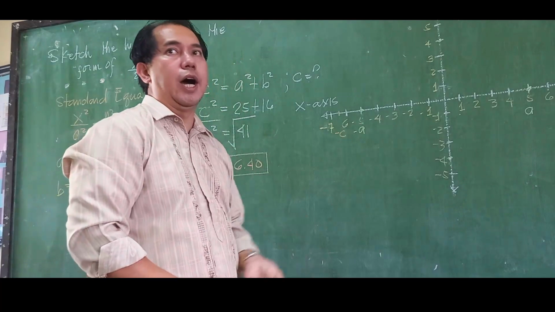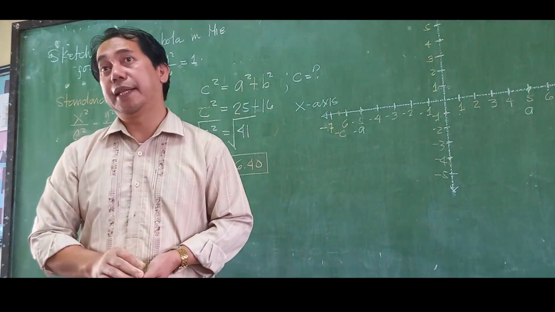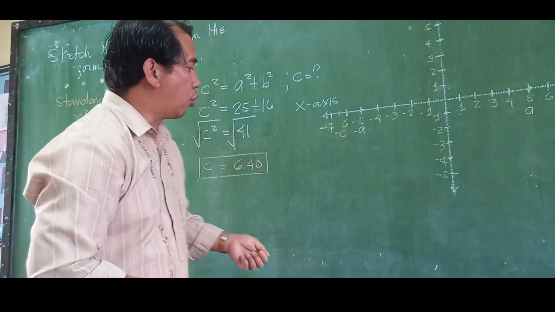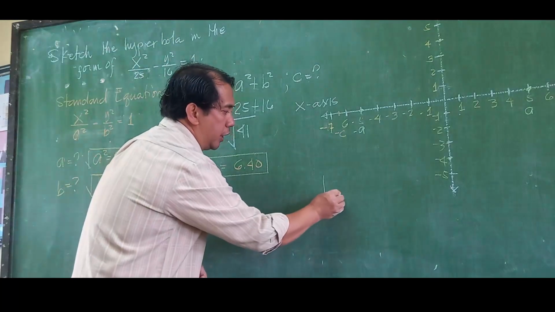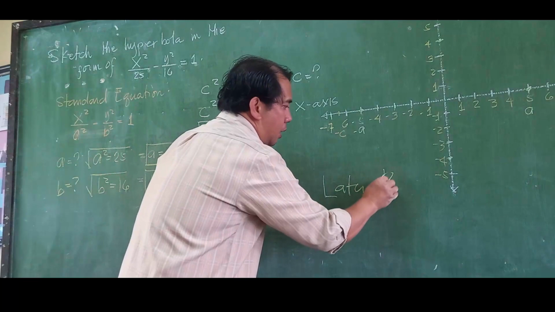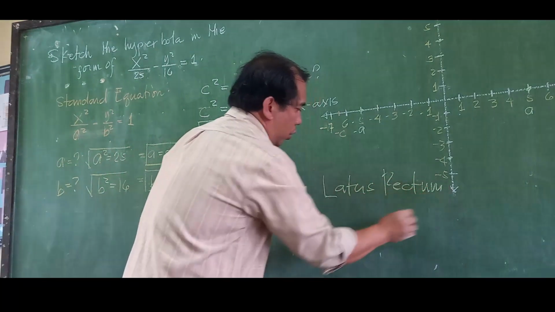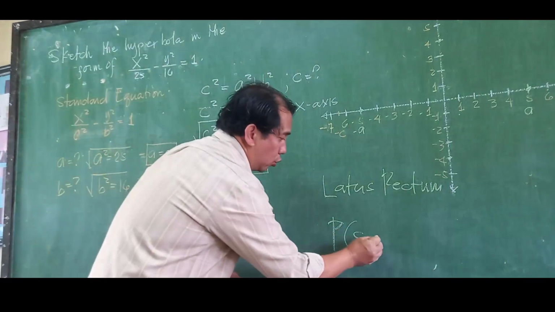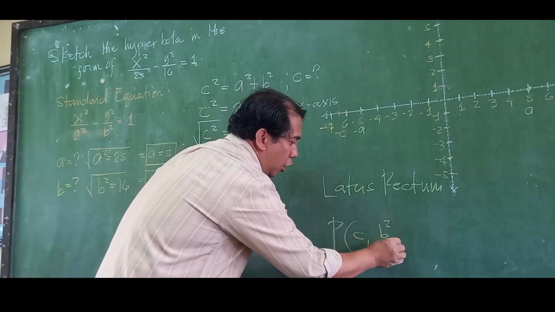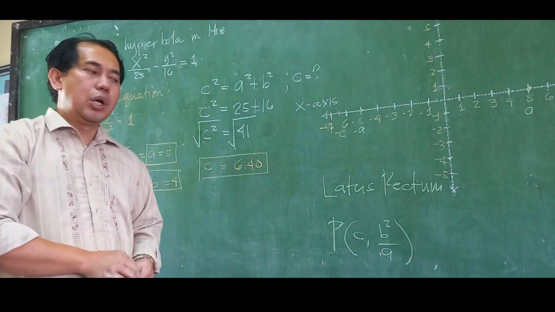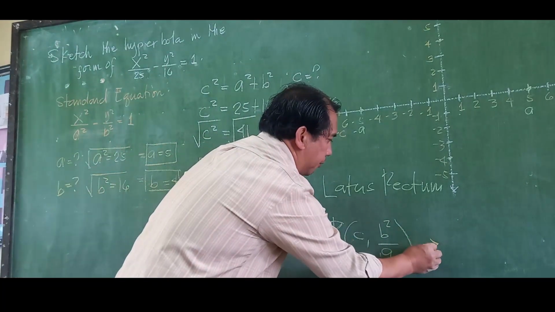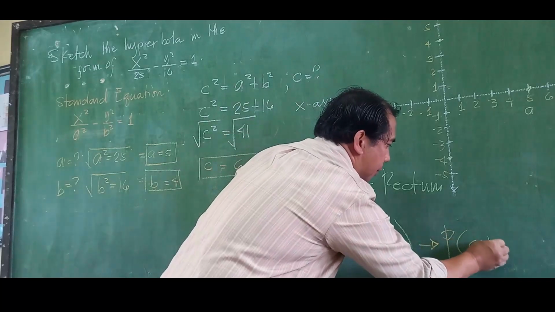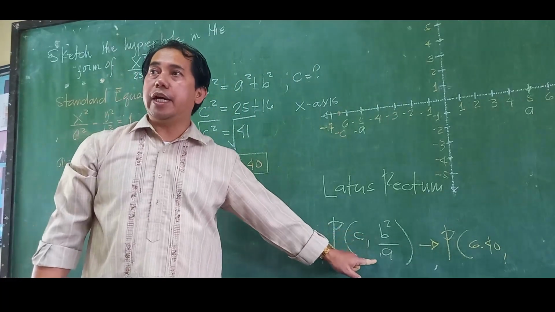Now, after having this, that's the time you're going to look for the latus rectum. Do we have a working equation for the latus rectum? Yes. Where is the working equation? For the latus rectum, P is the same as C, is equal to B squared over A. What is our C? 6.40. Do we have B? Do we have A? Yes, you compute.